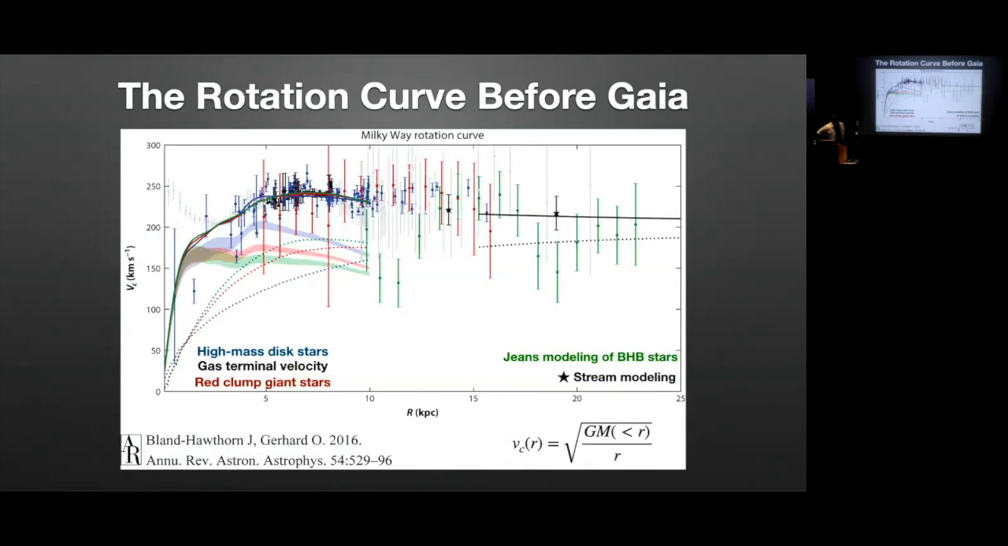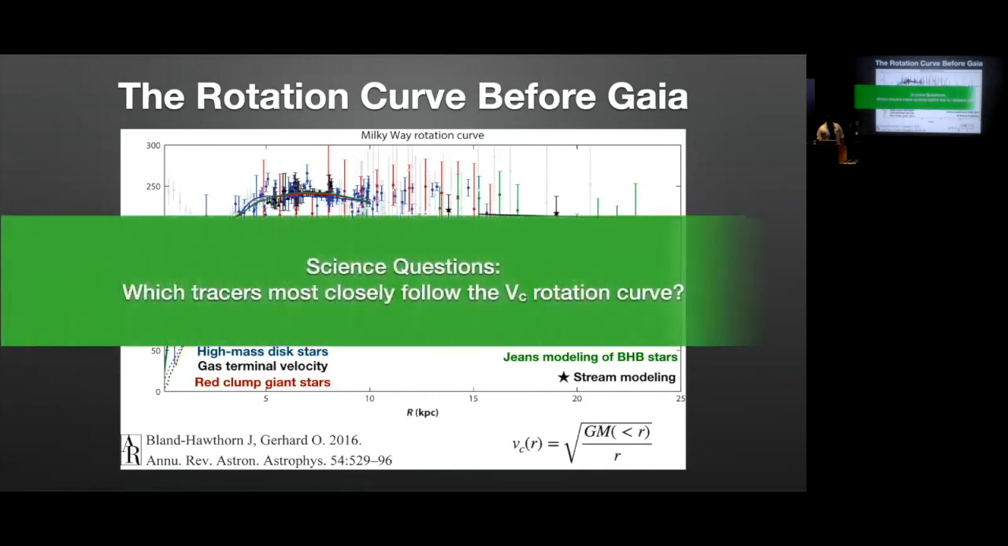In the past, we've used several different tracers to estimate what this should be for the Milky Way, in particular high mass disk stars, the terminal gas velocities, red clump giant stars. Also, we could do Jeans modeling of blue horizontal branch stars, and finally using some stream models. We use all of these different tracers to try to figure out the same thing. The big question for this project is which of these tracers most closely follows the true rotation curve of the Milky Way? Which tracer should we be using when doing this?